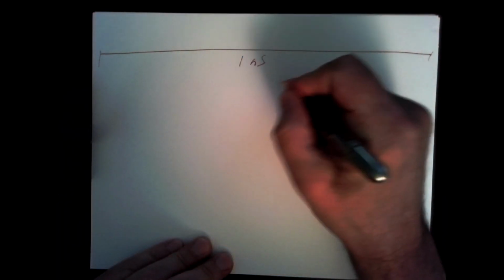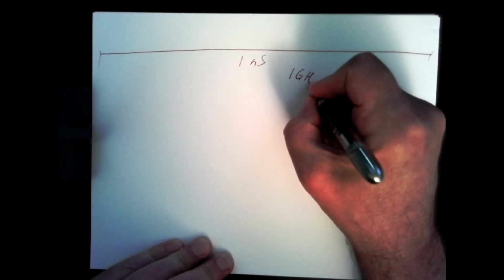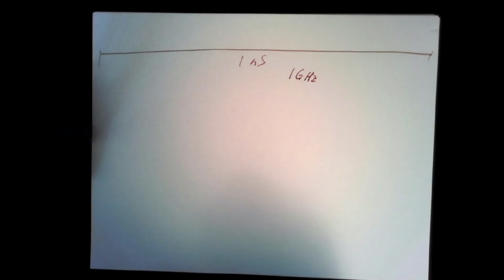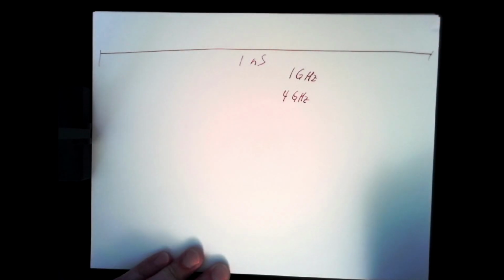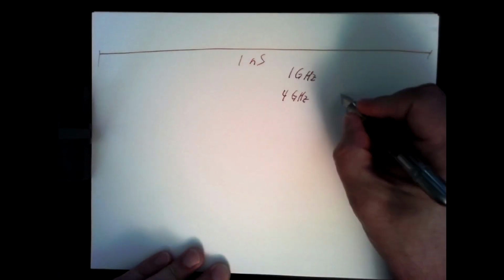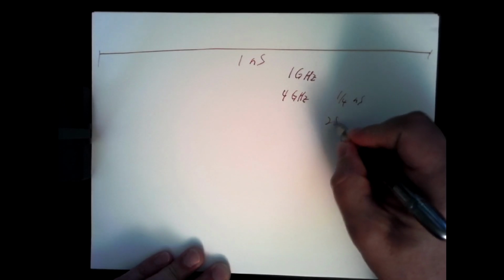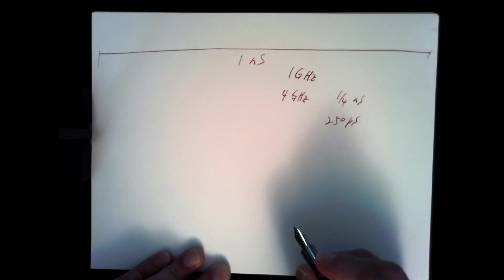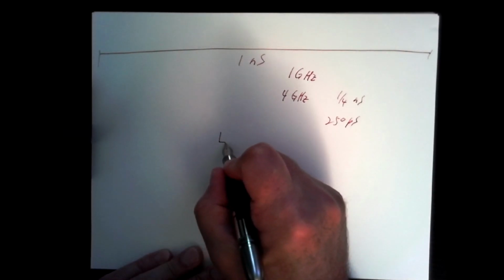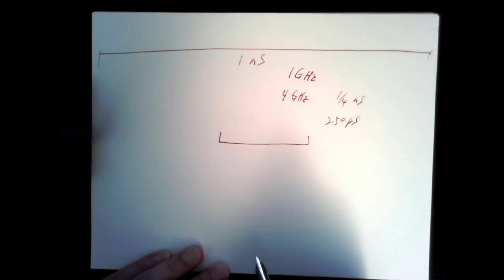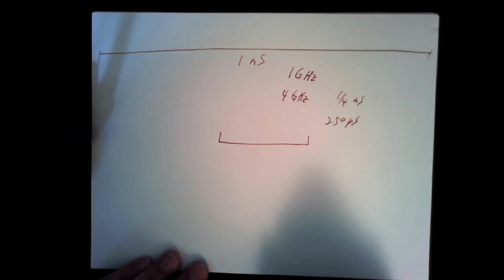Alright, well, 1 nanosecond, if something takes a nanosecond, you can do that 1 billion times per second. That's a gigahertz. So if we have a 4 gigahertz CPU, that's 1/4 of a nanosecond. That's 250 picoseconds. Well, how far can a piece of information move in 1/4 of a nanosecond? Maybe about that far. So about 3 inches.